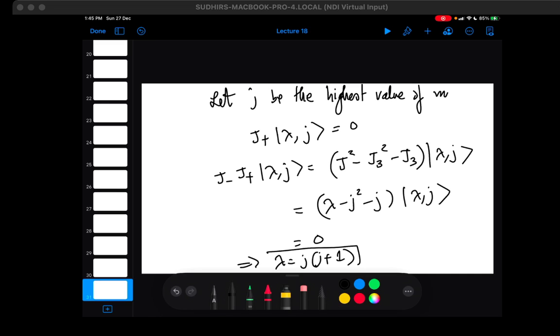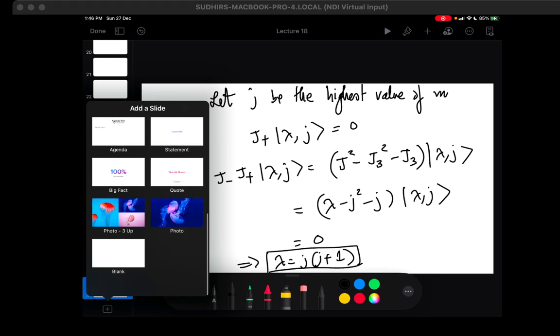So this is all what you have seen in your angular momentum algebra. Essentially, if you have j as the highest value, λ changes from minus j to plus j. That's what we are going to show. So the J square value λ is j into j plus 1.